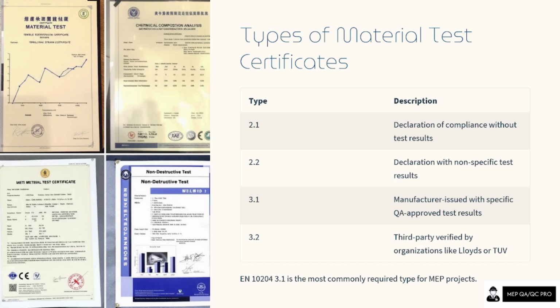If anyone asks you which type of material test certificate you are using, or what the standard and type are, you can easily say it's 3.1. What is stated at 3.1 is that the manufacturer has issued it with a specific QA approved test result. The standard is shown as EN 10204 3.1, which is the most commonly required type for MEP projects.